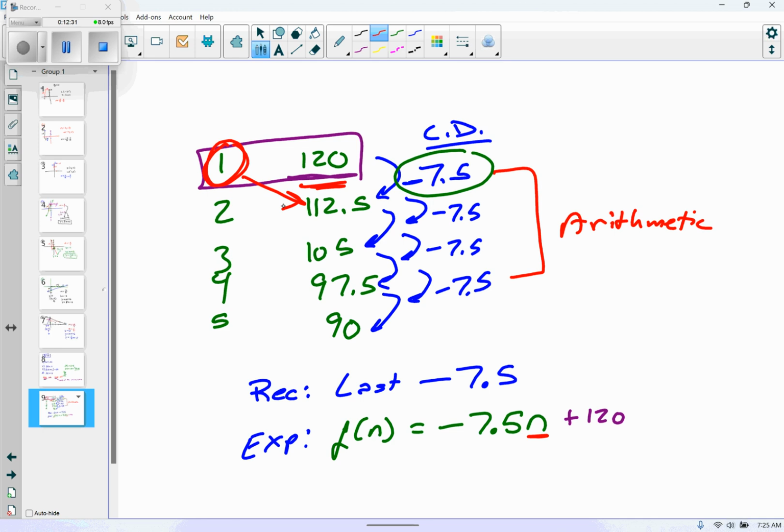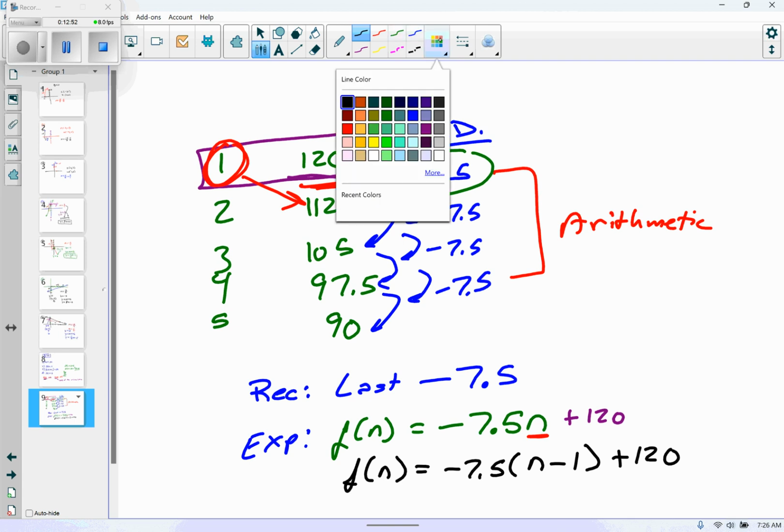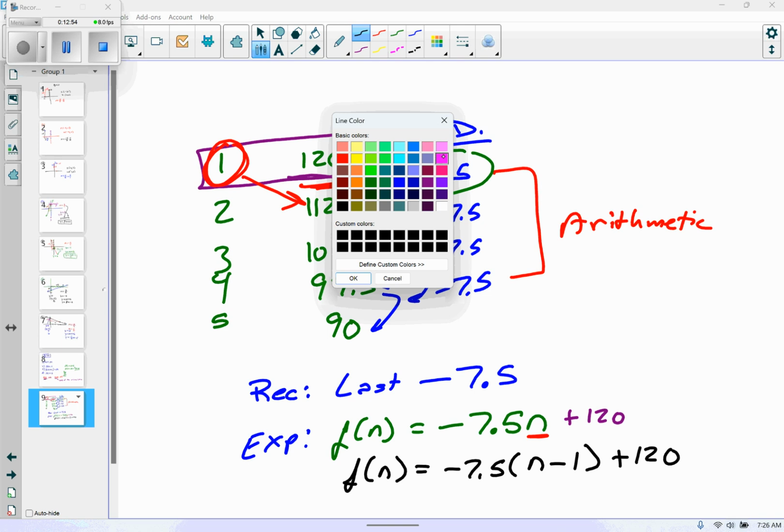So we have to change this a little bit. So remember with the exponents, I was changing this to an n minus 1. So I wonder what would happen if I did this. What would happen if we did that, do you think? Is that equation going to work? Let's take a look. Let's use a fancy color.